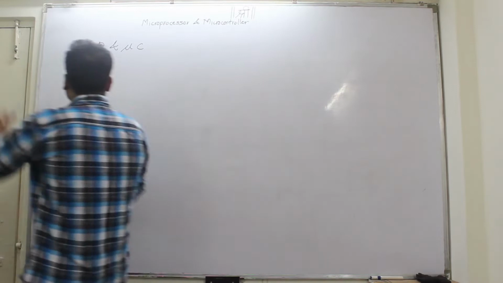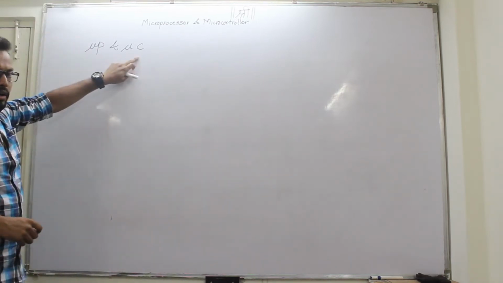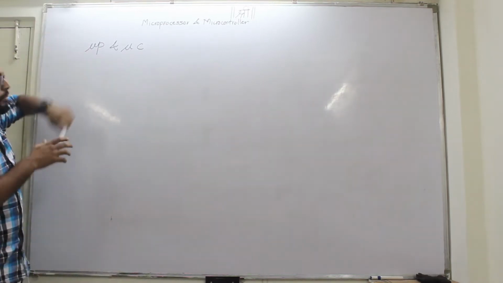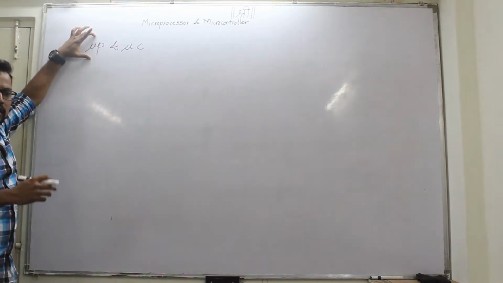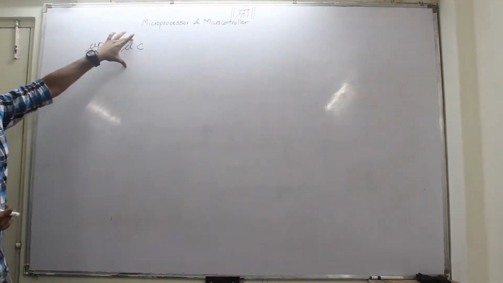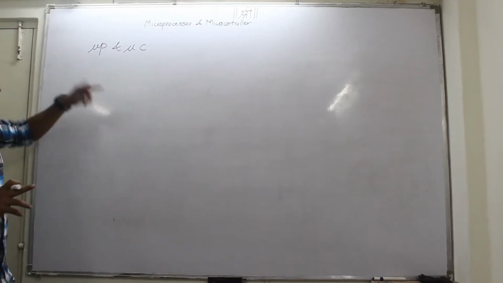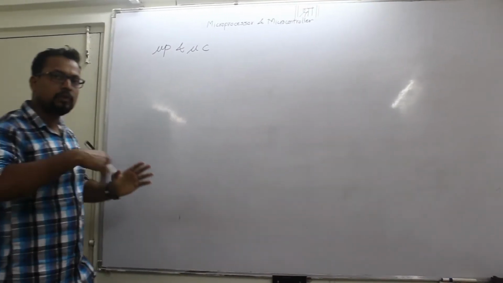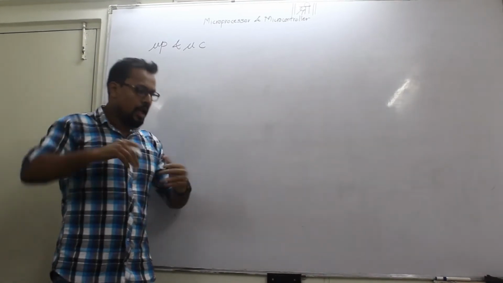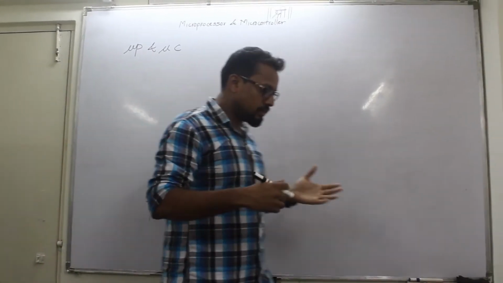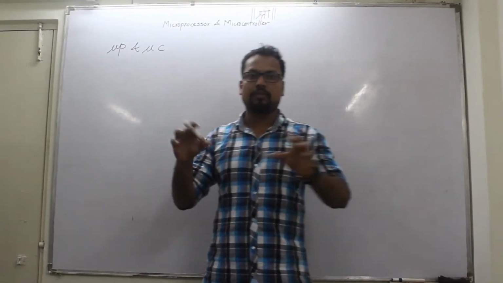So let's start. The names microprocessor and microcontroller suggest something: microprocessor means it's going to process something, and microcontroller means it's going to control something. But it's not like that. The processor and the controller are both used for processing as well as controlling purposes. Before starting with that, let's take some day-to-day life examples so that the concept will be very clear for us.